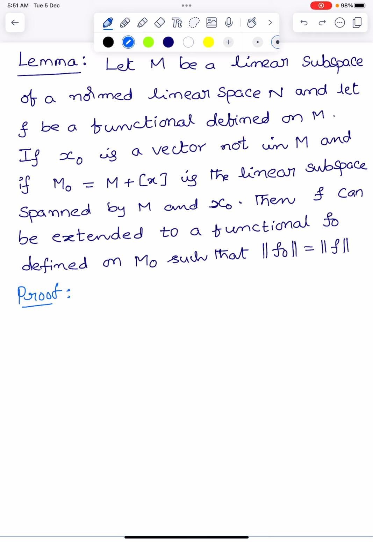In this video, we learn a lemma which is very useful in proving the Hahn-Banach theorem, which is a very, very important theorem in functional analysis. Let us see the statement.